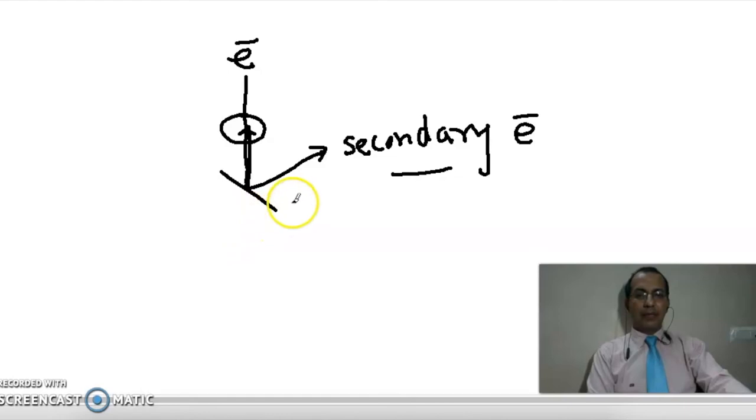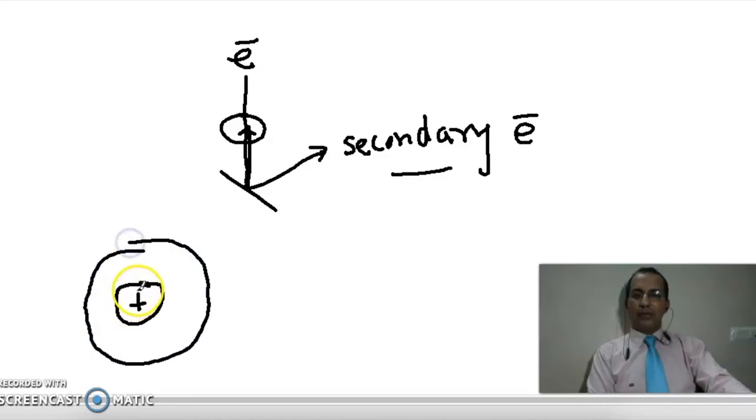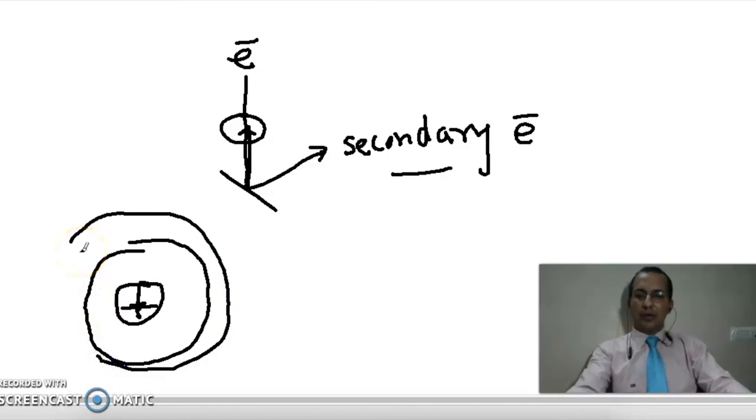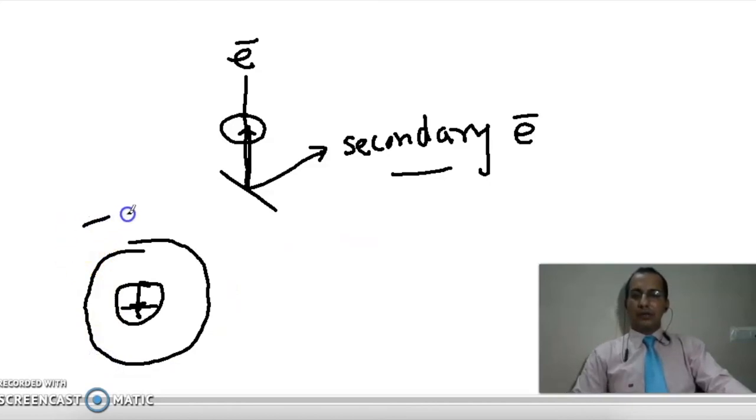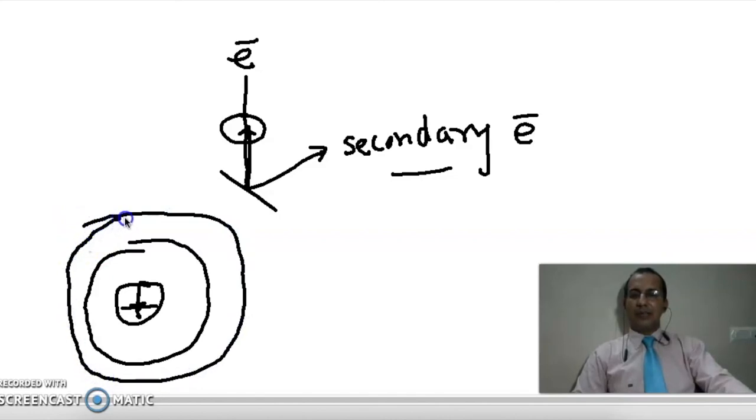So how are these secondary electrons emitted? Let me show you that. What is inside the atom? You have the nucleus, which contains protons and neutrons, and then the electrons revolving around the nucleus. There are definite shells, like the K shell. Everybody knows that at MSc level. So you have the K shell, the L shell, with two electrons here, and then eight electrons here.